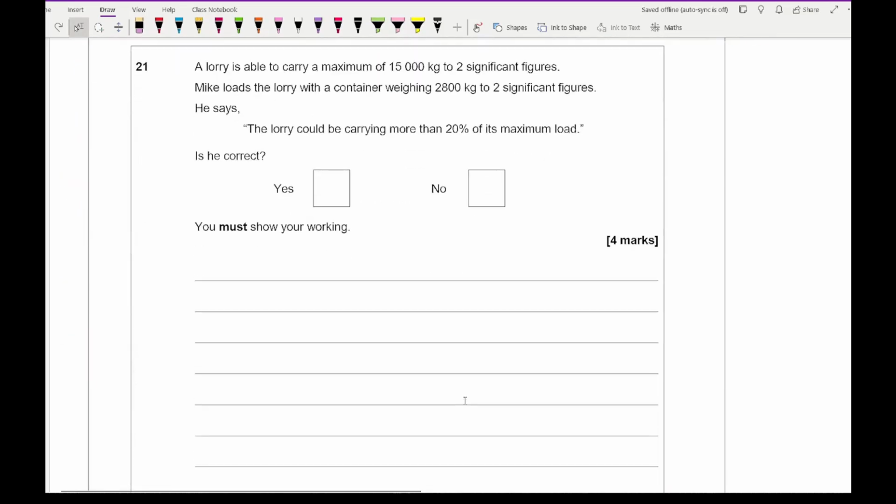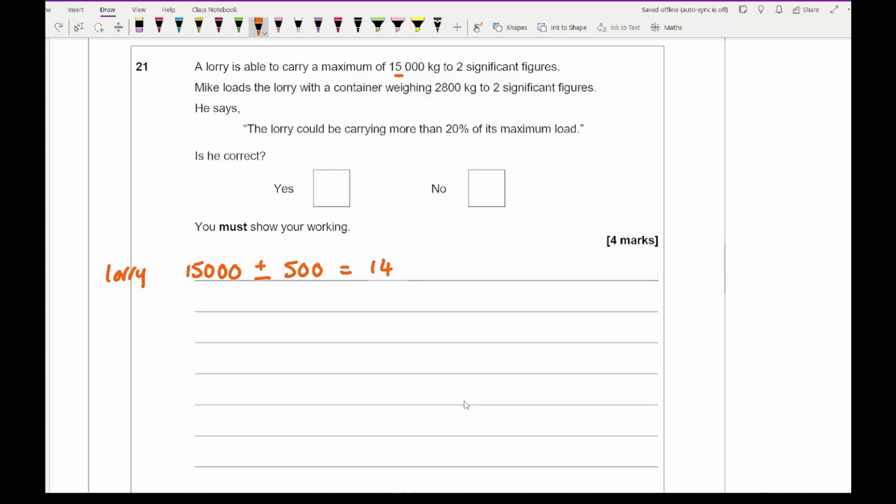Moving on to question 21, it says that a lorry is able to carry a maximum load of 15,000 kilograms to 2 sig fig. Mike loads the lorry with a container weighing 2,800 kilograms, correct to 2 sig fig, and he says the lorry could be carrying more than 20% of its maximum load. Is he correct? For this, we want to look at the worst case scenario. So let's first work out the upper and lower bounds. For the lorry, it's going to be 15,000 plus or minus. Now 2 sig fig is 1,000, so I divide 1,000 by 2, so I'm going to be adding and subtracting 500.